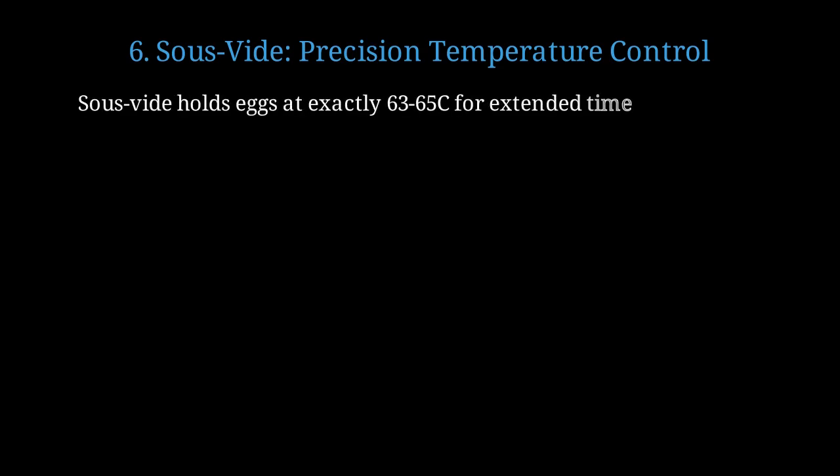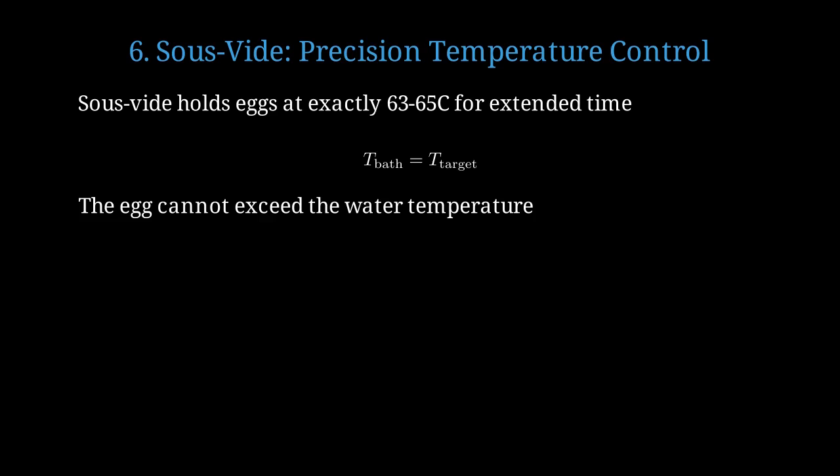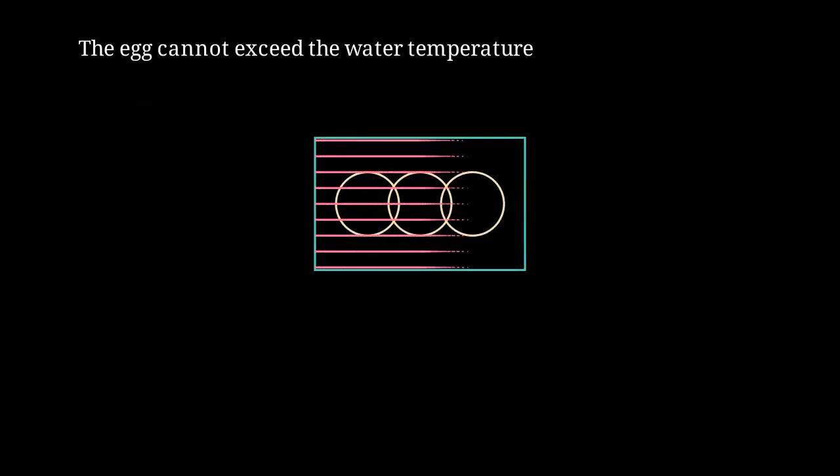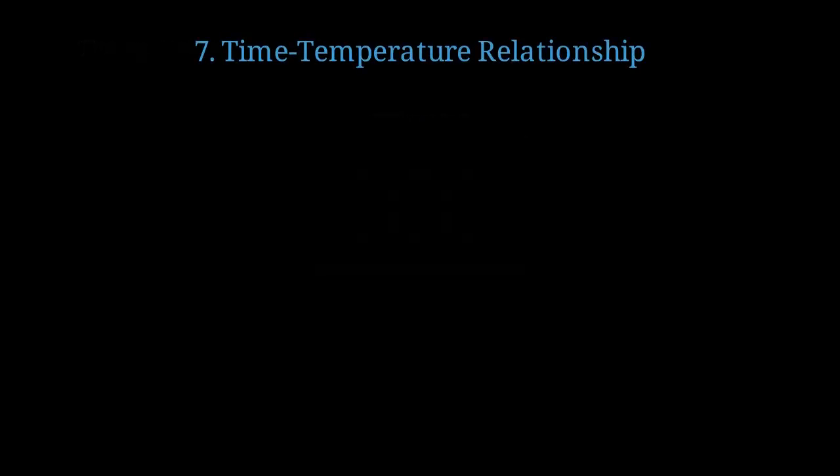Sous vide cooking holds eggs at exactly 63 to 65 degrees Celsius for an extended period. The key insight is that bath temperature equals target temperature, preventing overshoot. Since the egg is immersed in precisely controlled water, it cannot exceed that water temperature, no matter how long it cooks. In a sous vide setup, eggs sit in a precisely controlled water bath at the exact target temperature, allowing perfect control. The relationship between cooking time and temperature is nonlinear and critical.